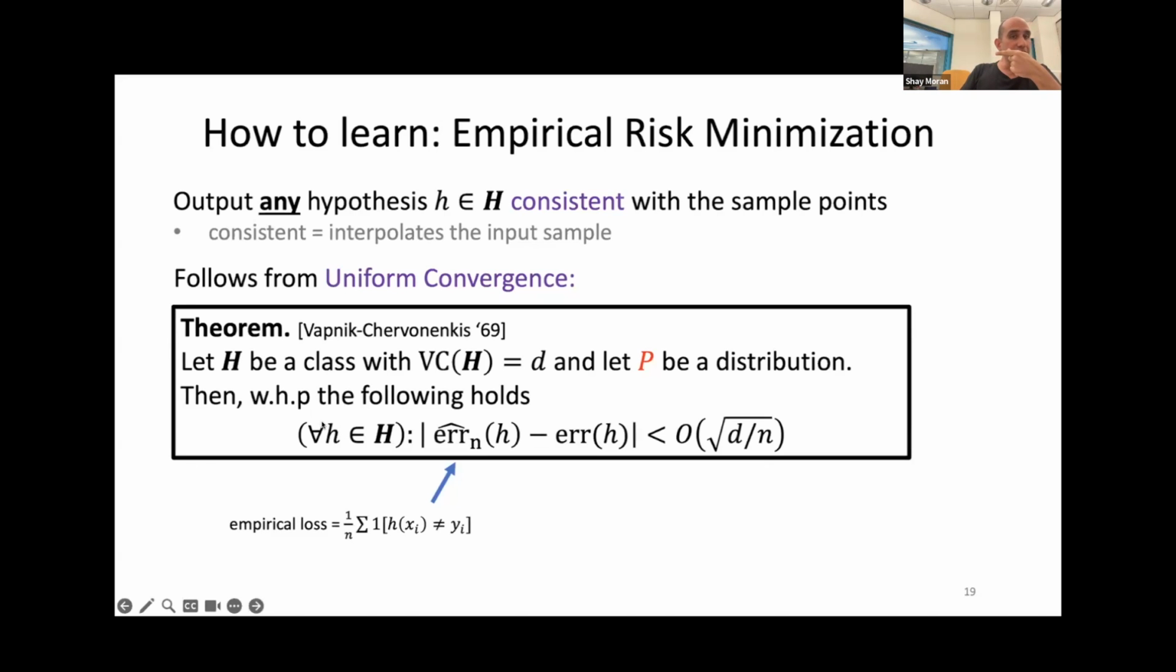What this theorem tells you is that you can switch the quantifiers. You can move the for all h in H after the with high probability. And this is exactly what allows you to optimize, because it tells you forget about the population loss. What you want to minimize is the population loss, this error of h. Forget about it. The empirical loss, what you see, is a good enough proxy of it.